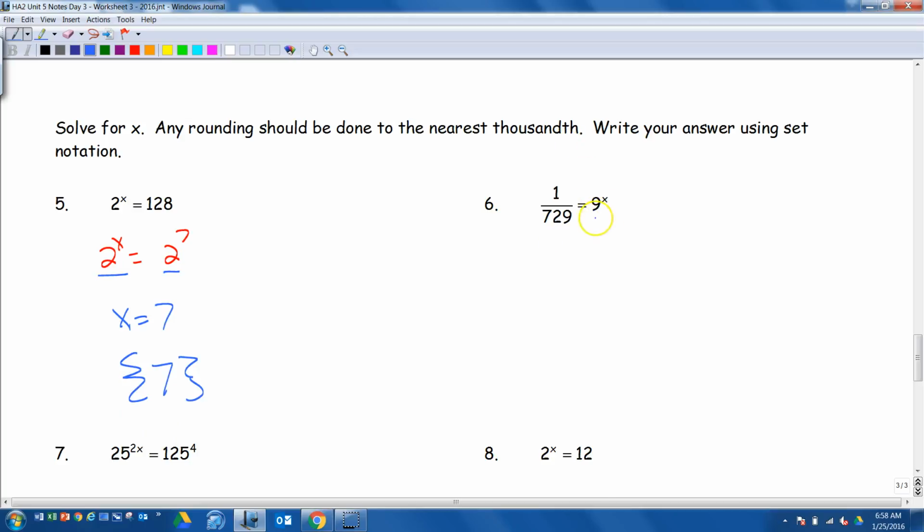Okay, I know that 9 is 3 squared, and I can figure out that 1 over 729 is 3 to the 6th. I need to move that up, so I'm going to make it a negative exponent. Now that the bases are equal, I can say 2x equals negative 6 or x equals negative 3. That will work.